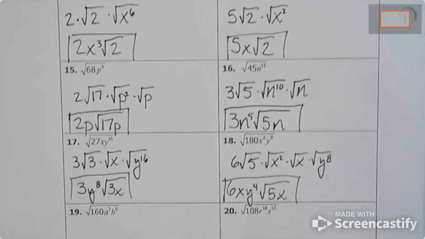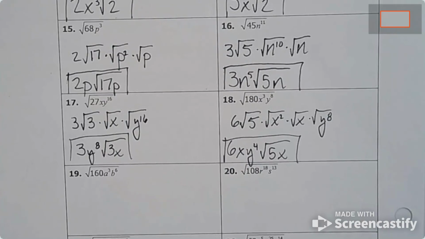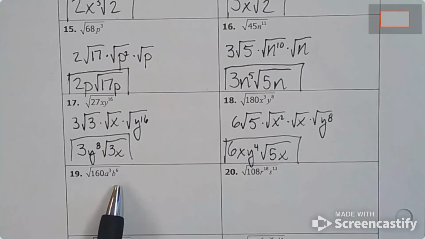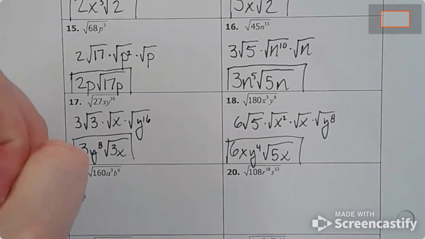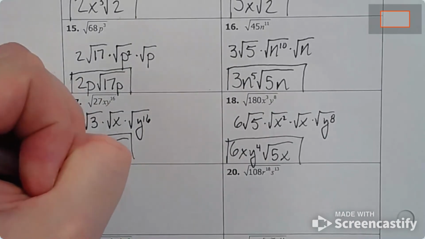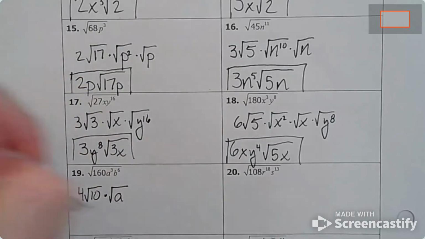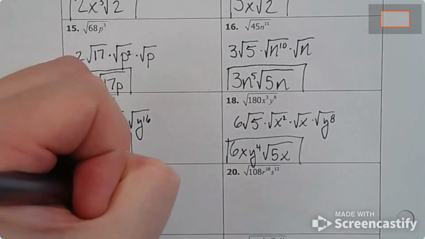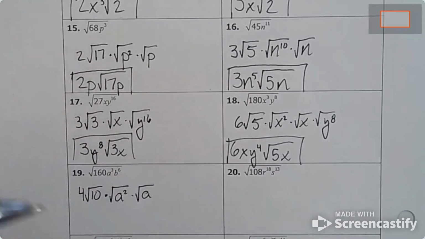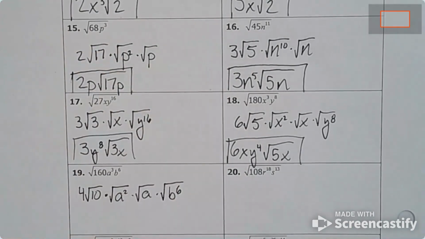All right, let's look at number 19. Square root of 160, a to the third, b to the 6th power. So the square root of 160 is 4 root 10, good. So 4 root 10 times, what do we do with the a to the third? Okay, so we'd have a times the square root of just a. Does anything need to happen to b to the 6th? Do we need to break that one apart? No, 6 is divisible by 2. So the square root of b to the 6th, okay?